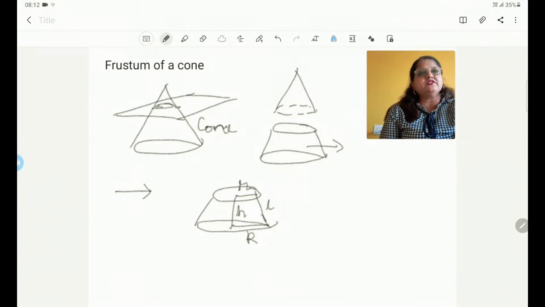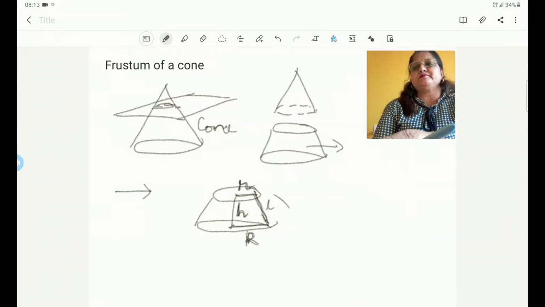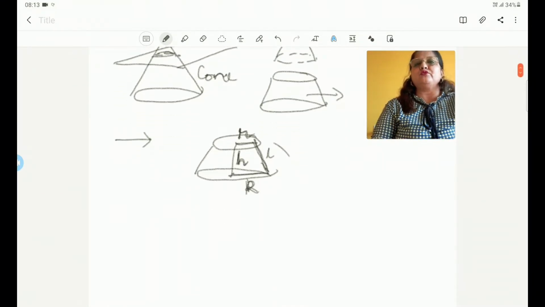We need to understand the various letters that we have used before moving on to the formula. The small r is the radius of the smaller circle of the frustum of the cone. Capital R is the radius of the bigger circle. H is the height, and L is the slant height, right? Once you understand the terminology, you have to remember the formula by thinking in terms of the cone. You take the reference of the cone to remember the formula.